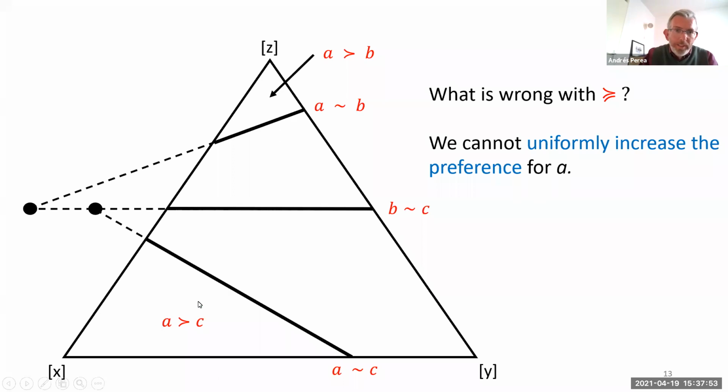Okay, so what would this mean geometrically here? It means that if you compare A to B, if you uniformly increase the preference for A, it means that you make A better, right?